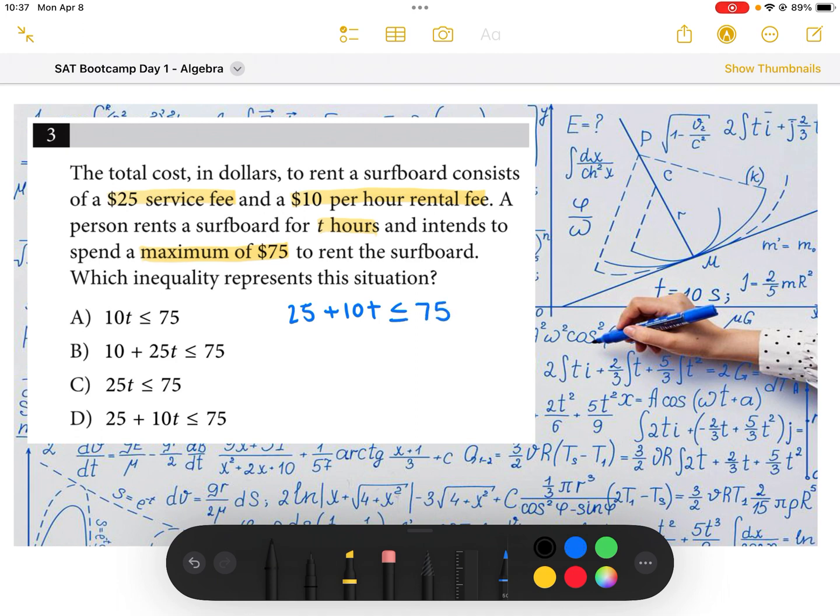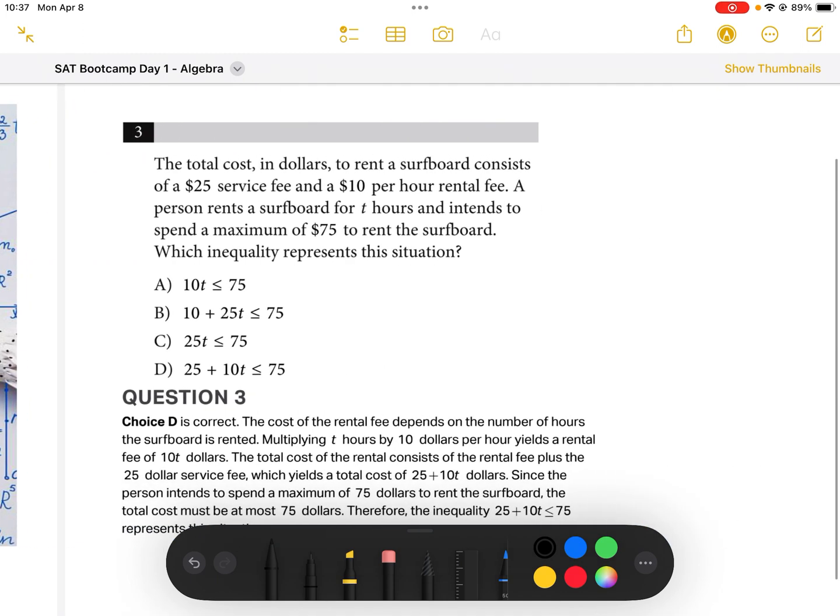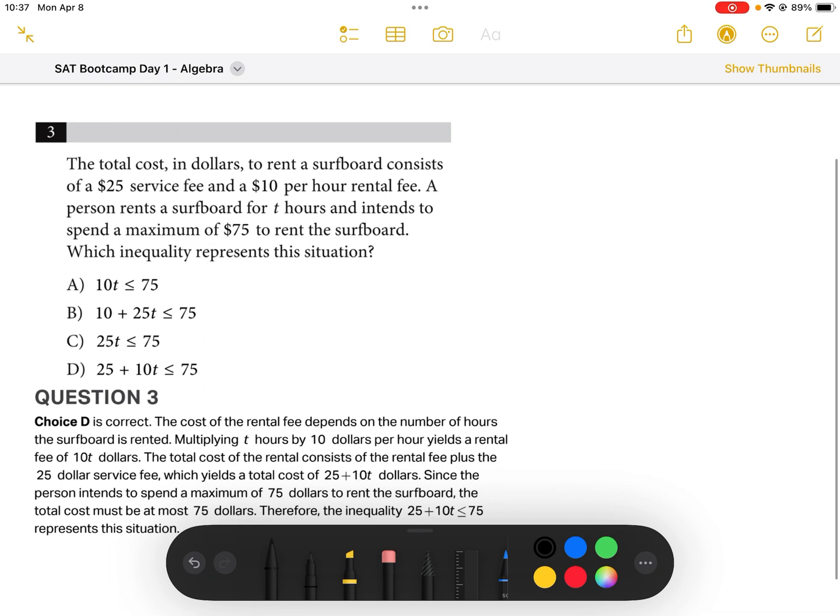So that's going to match option D. So D is your correct solution. The cost of the rental fee depends on the number of hours the surfboard is rented. Multiplying T hours by $10 per hour yields a rental fee of $10T.